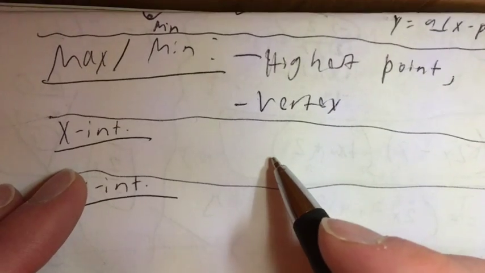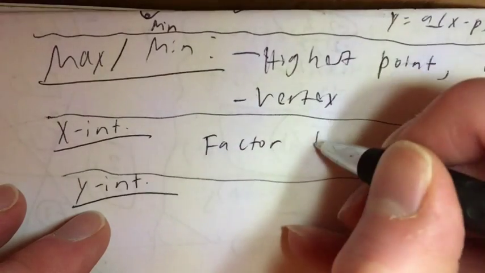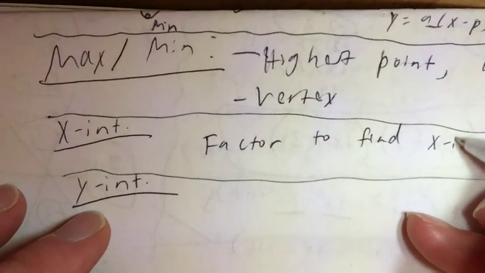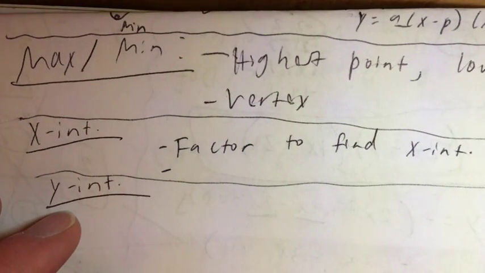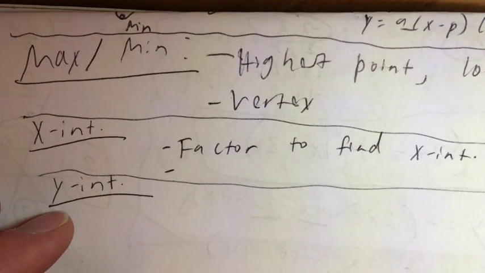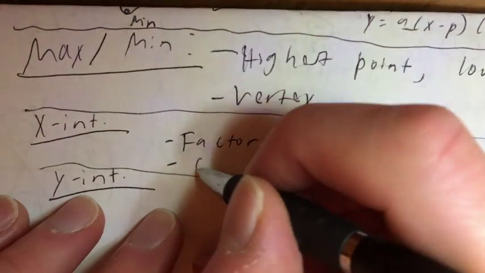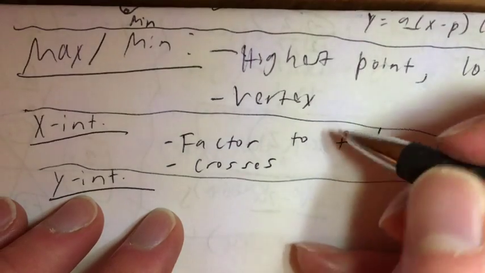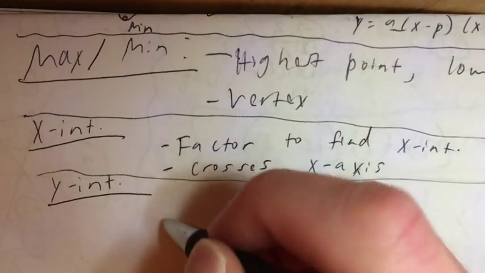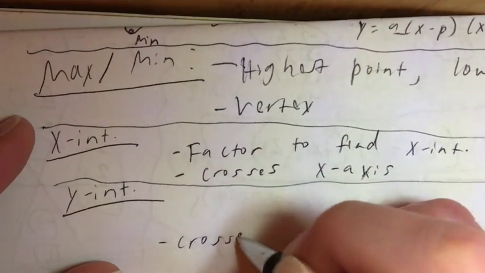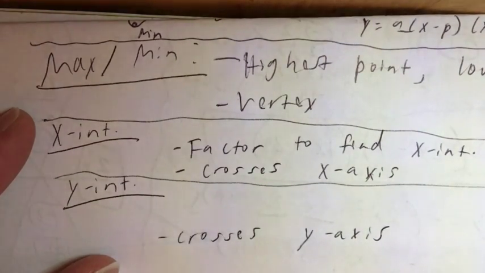X-intercept, how do I find the x-intercepts? Well, if it's not already factored for you, you have to factor, right? I have to factor to find the x-intercepts, so star method or guess and check or something like that. The x-intercept is where your equation crosses the x-axis. Now moving on to the y-intercept, it's when it crosses the y-axis. Remember, the y-axis is the one that's going up and down. Your x-axis is the one that's going left and right.